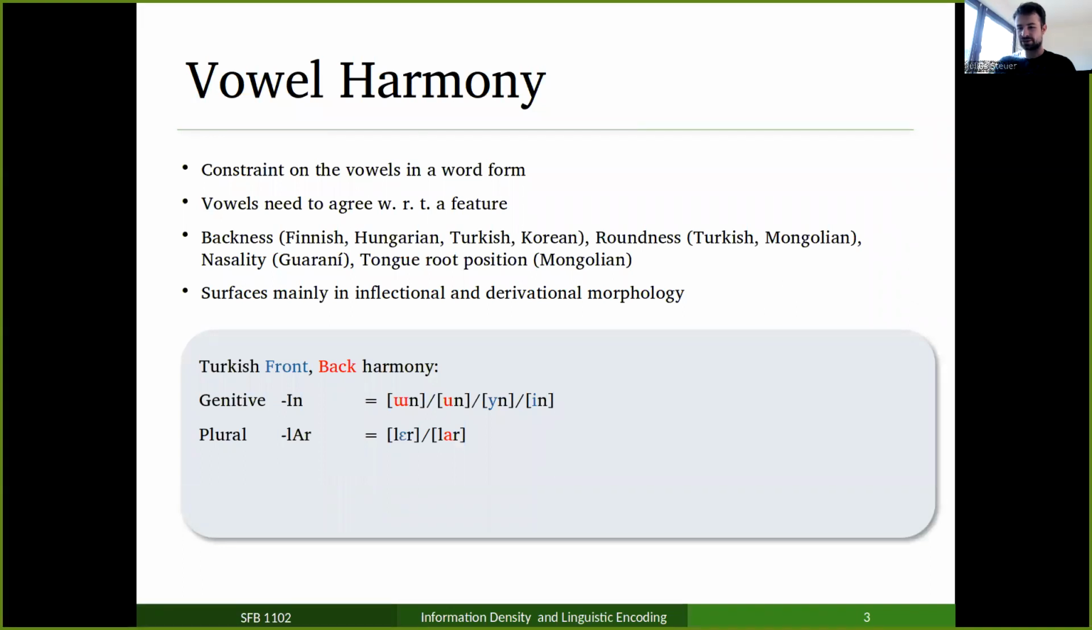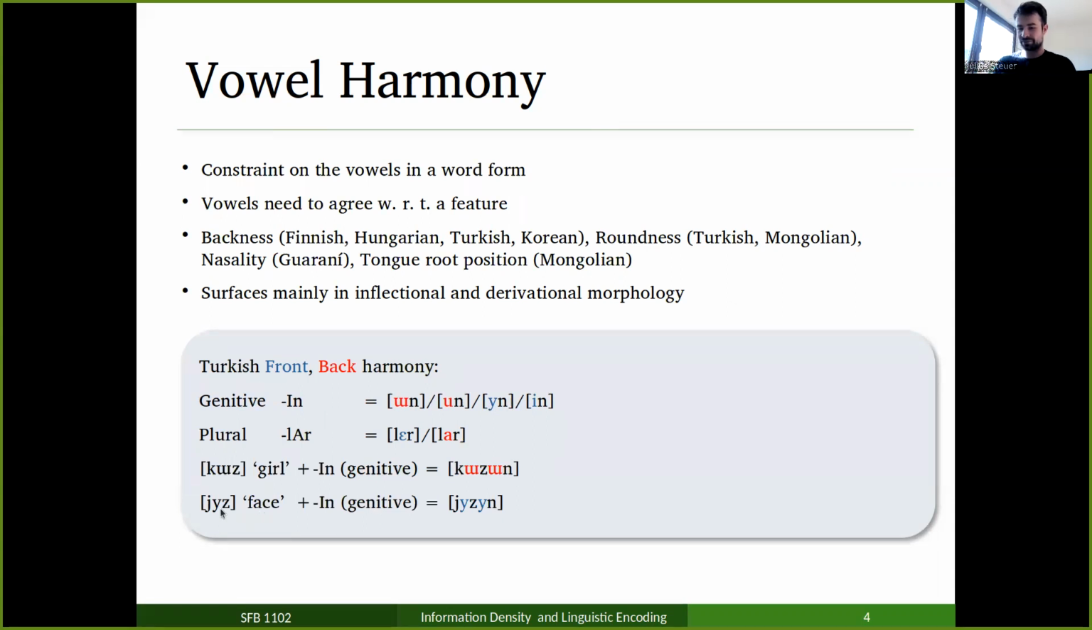Here is an example, Turkish front and back harmony. When inflecting a Turkish word for genitive and plural, one has to choose the correct suffix form. After a back vowel, one has to choose one of the back suffixes, which can also vary based on roundedness, or one of the front suffixes, which can also vary based on roundedness. And for plural, there are only two choices, back and round. So if we have a word like girl, when inflected for genitive, we just add the respective form of the suffix to the word stem.